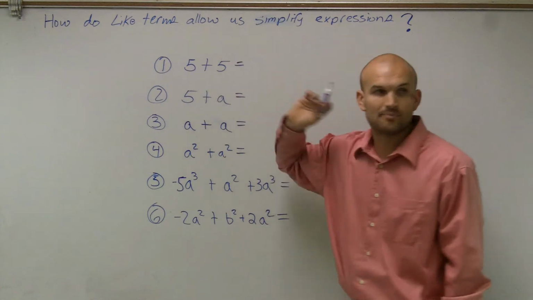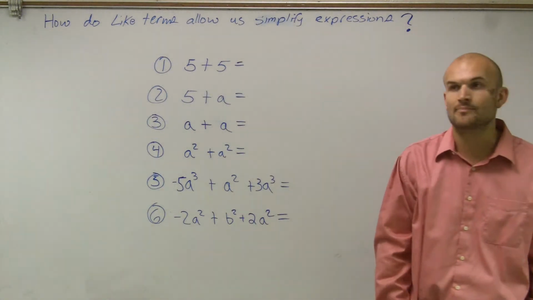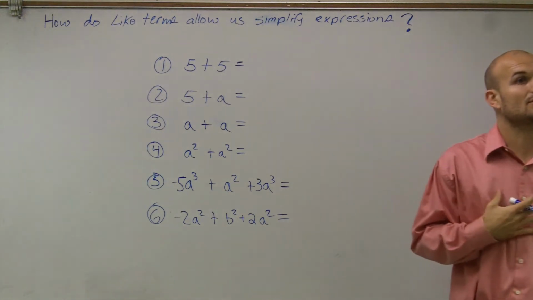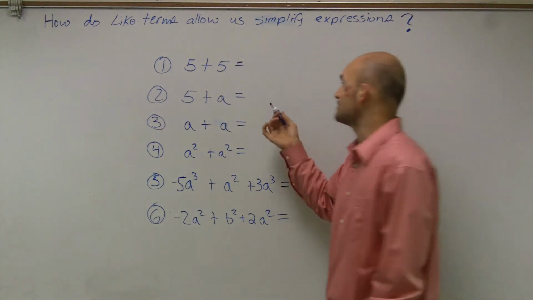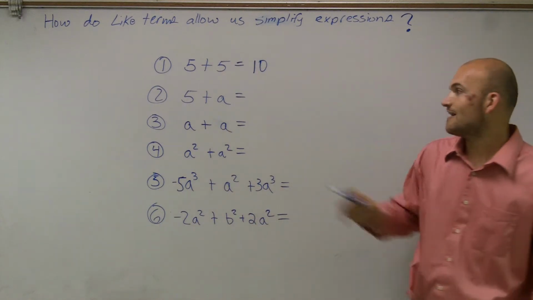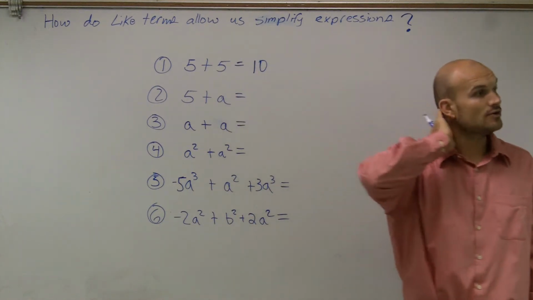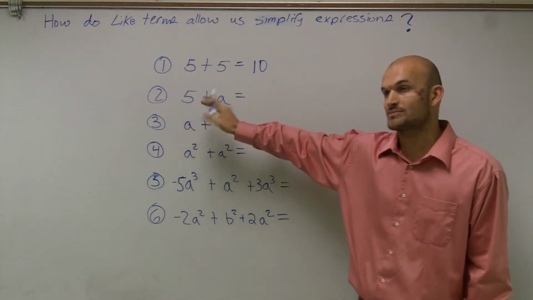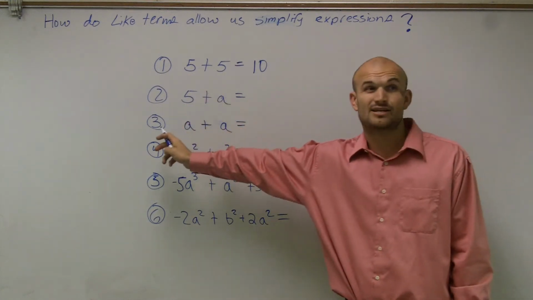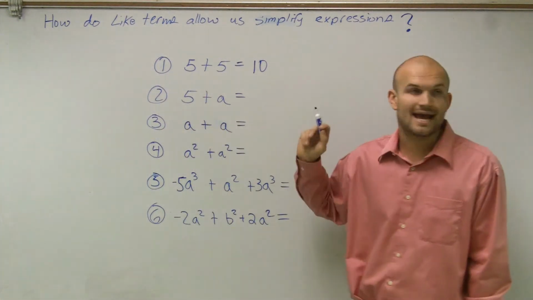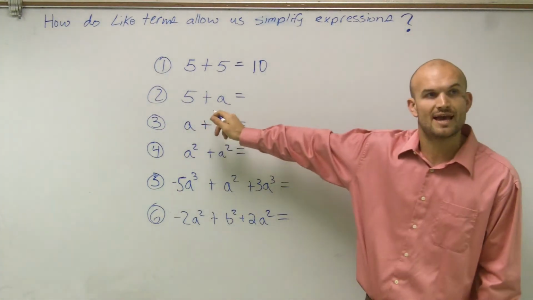Well, first of all, 5 plus 5, obviously you guys are pretty well versed in adding numbers. 5 plus 5, those are like terms, so we can add them up. So 5 plus 5, we know the answer is going to be 10. However, 5 plus a, we don't know what the value of a is. So therefore, these are what we call non-like terms. This is a variable, and this is a number. Those are not the same like terms. So therefore, we cannot add these. The reason why is we don't know the value of a.